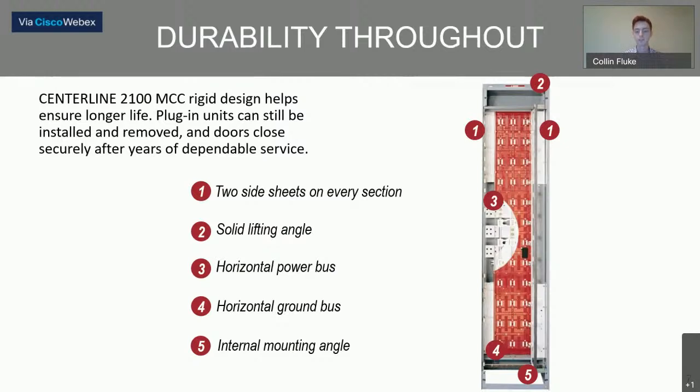In item 3, we can see that's the location of the horizontal power bus in the middle. Item 4 at the bottom is the ground bus. So we can have a ground bus in the bottom or the top or the bottom and the top. In item 5, this is an internal mounting angle. These are supports that you can use to bolt the MCC section down in the field.